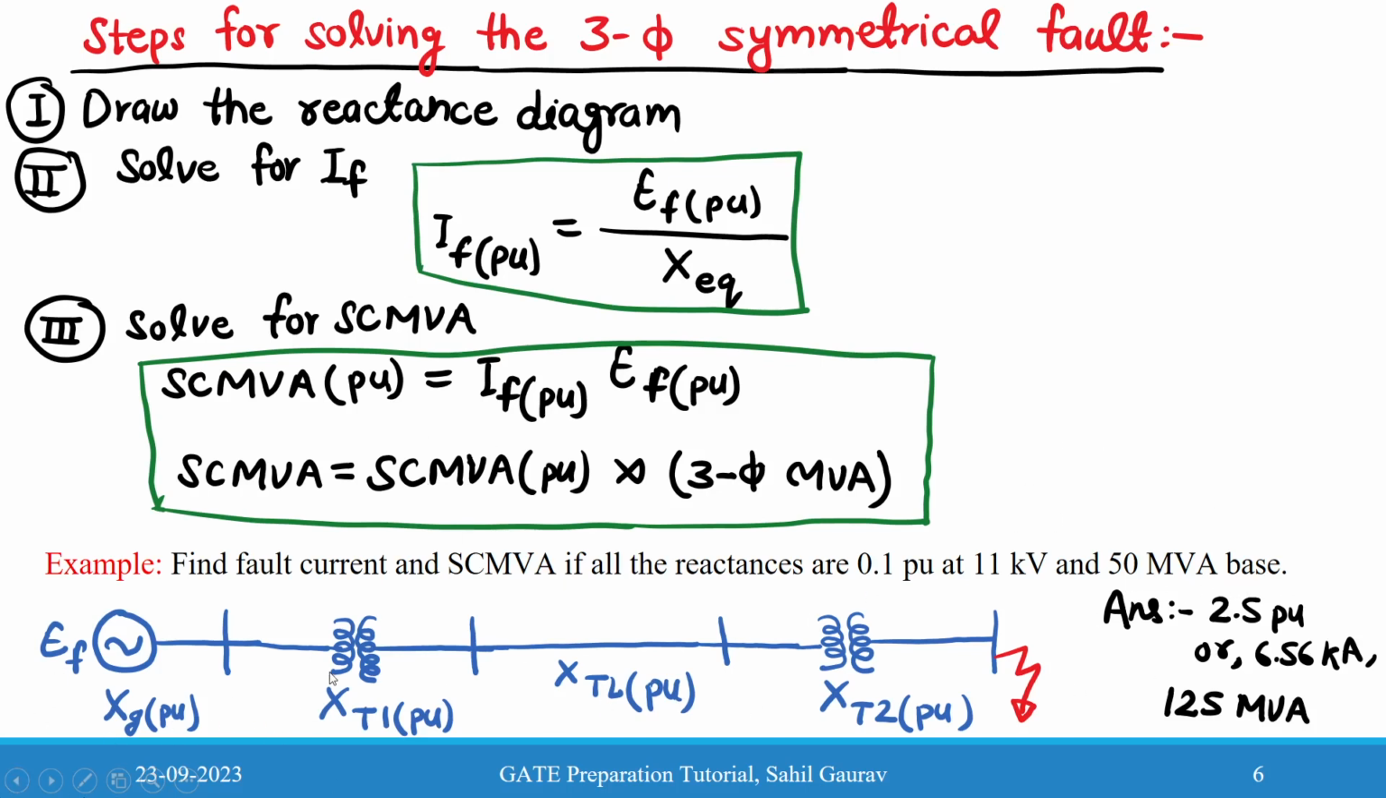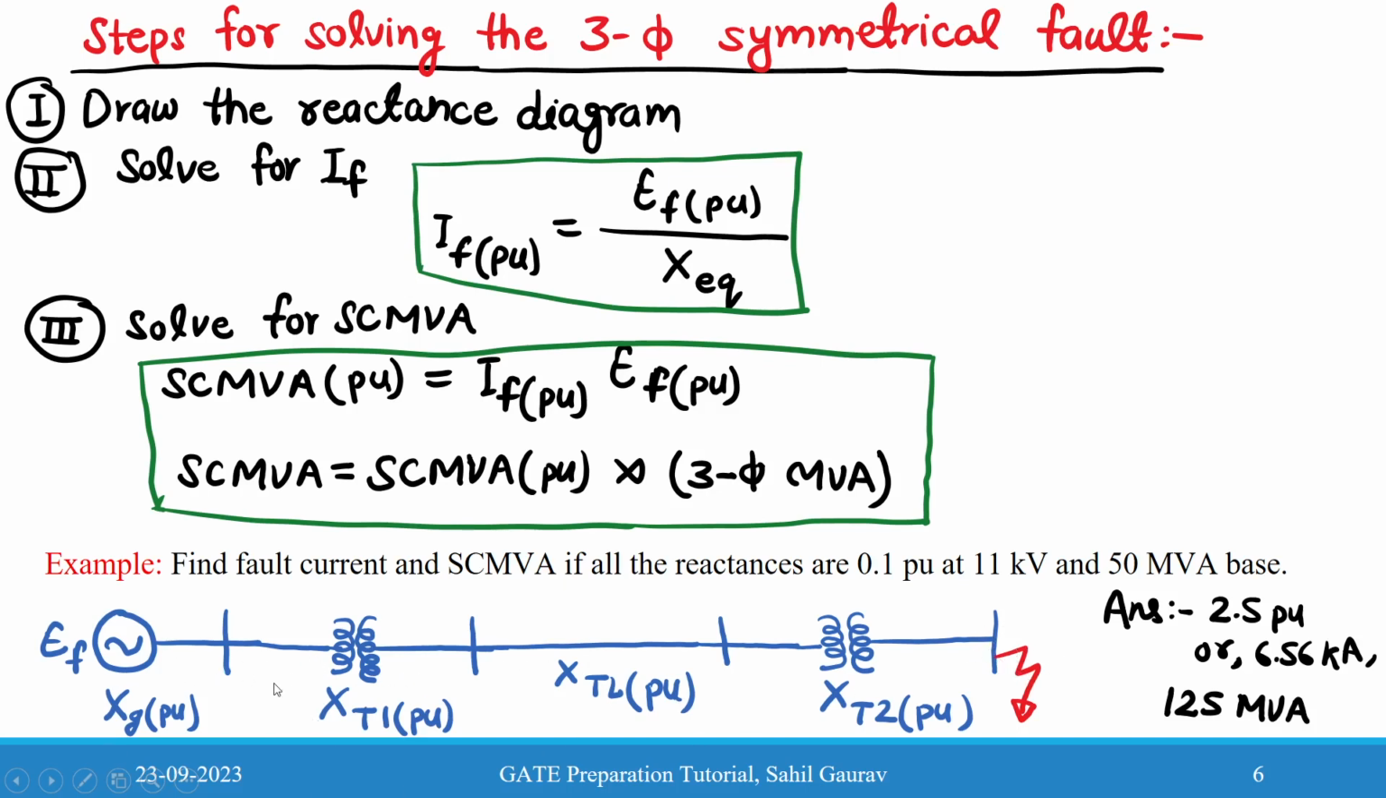So here you need to find the fault current and short circuit MVA, and all the reactances. That means Xg per unit is 0.1. T1, meaning transformer 1 reactance, is given as 0.1 per unit. TL, meaning transmission line reactance, is given as 0.1 per unit, and transformer 2 reactance is given as 0.1 per unit. And this fault is occurring at this load bus.